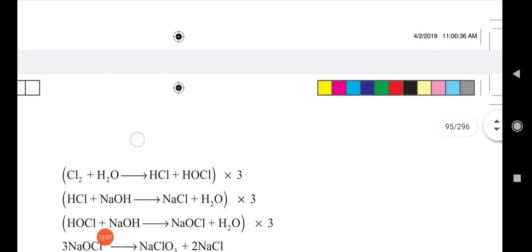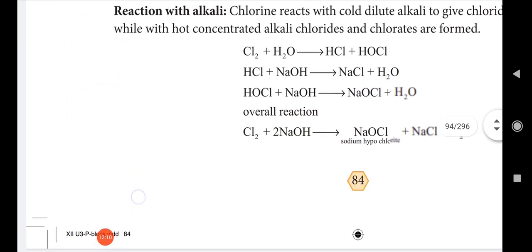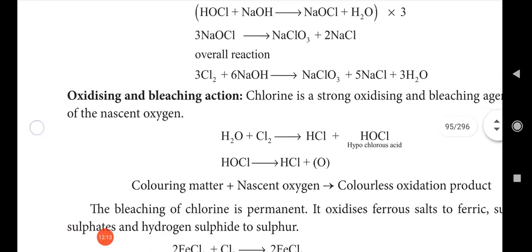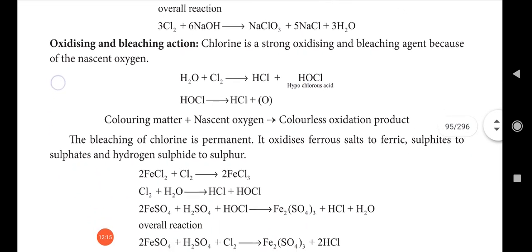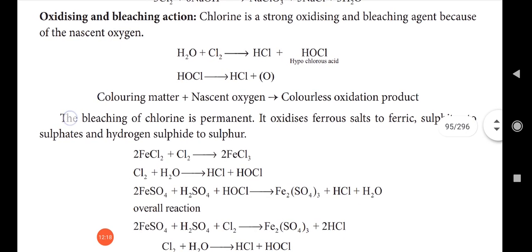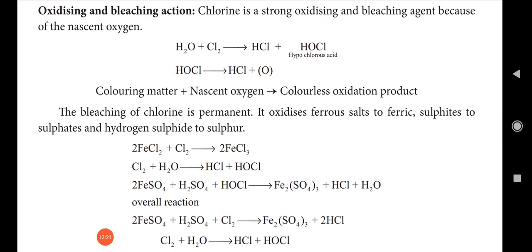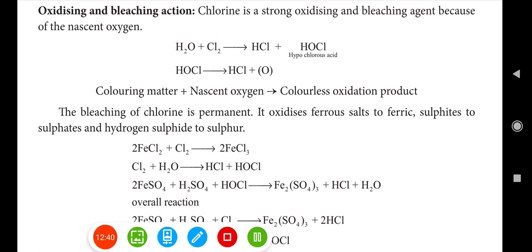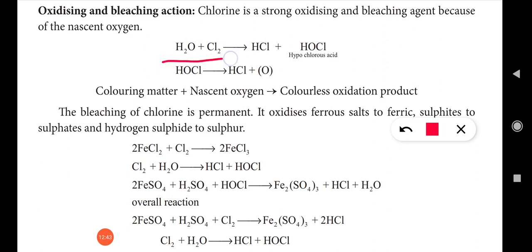Okay, then oxidizing and bleaching action of chlorine. So chlorine can act as an oxidizing agent and bleaching agent. The main use of chlorine is that it can be used for bleaching purposes. First, chlorine is a strong oxidizing agent and also a strong bleaching agent because of the nascent oxygen. See, because it can produce nascent oxygen when it is mixed with water.